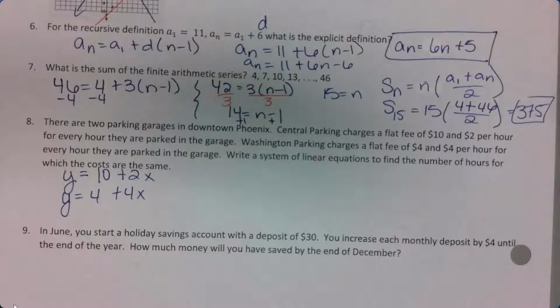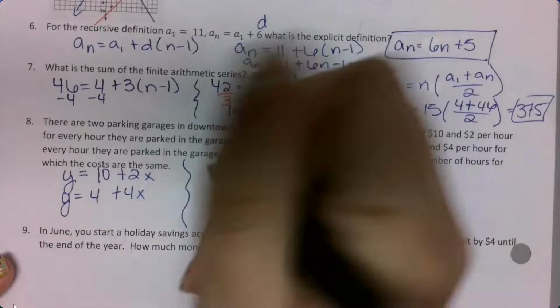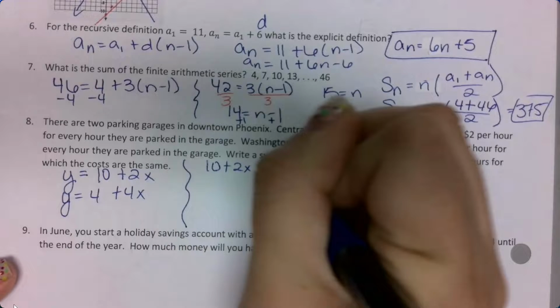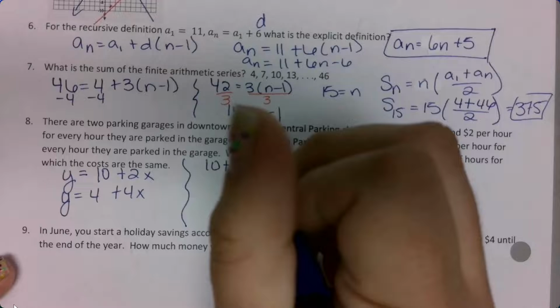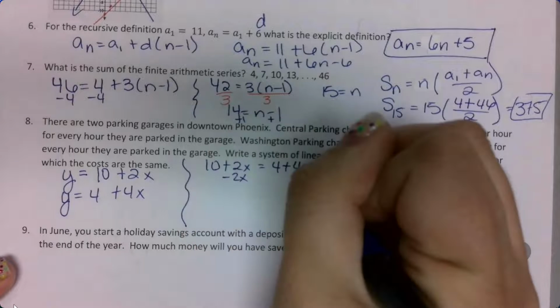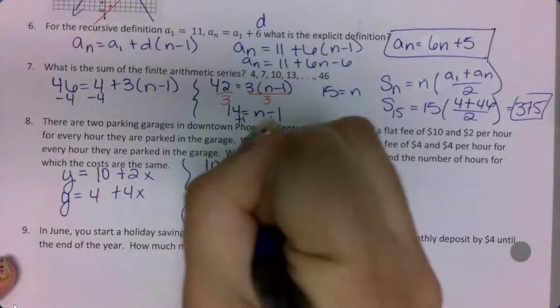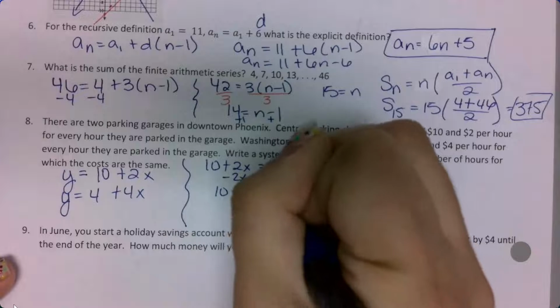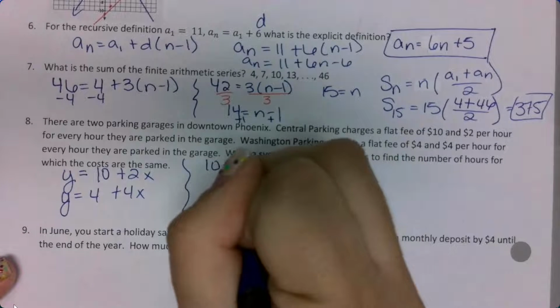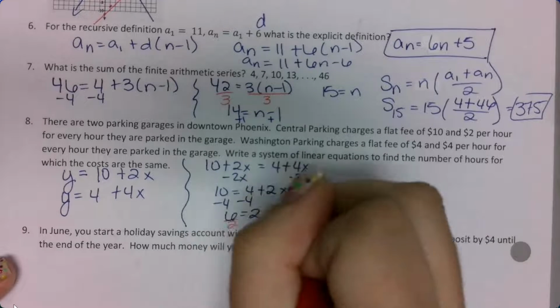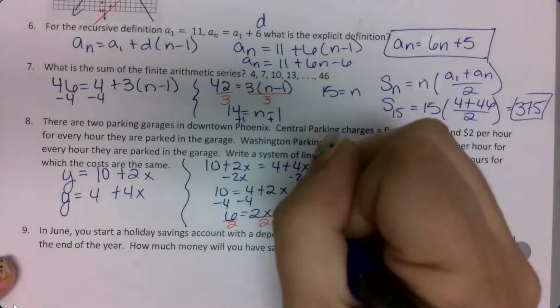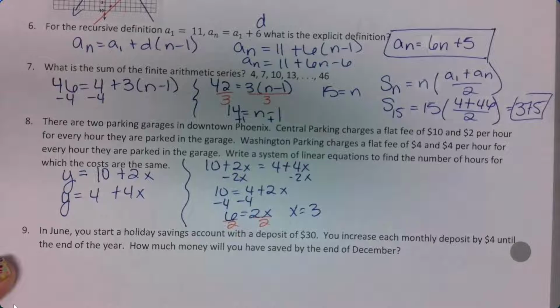So it wants me to find the number of hours for which the costs are the same. I want to go ahead and solve. Because I have them both equaling y, I'm going to use the substitution method here. So I'm going to have 10 plus 2x equals 4 plus 4x. So I'm going to start off by solving for my x. I am going to subtract 2x on both sides. I have 10 equals 4 plus 2x. Then I want to subtract 4 on both sides. I get 6 equals 2x. Divide both sides by 2. x equals 3. Then I want to go ahead and plug into one of my equations.